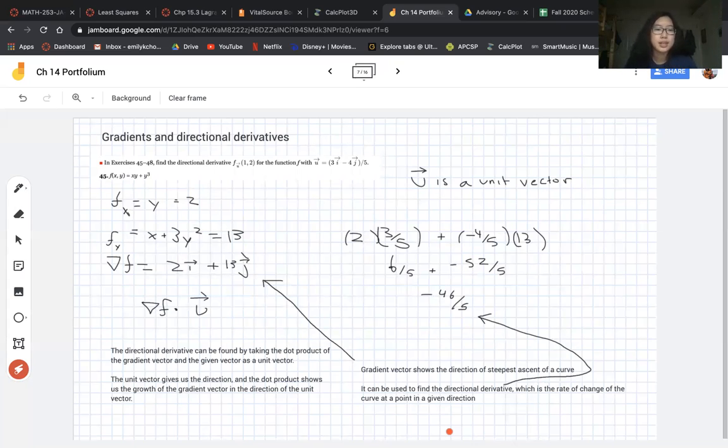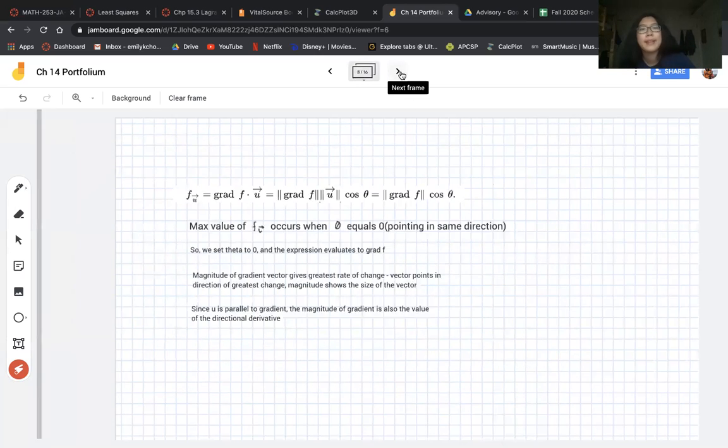And we do that by taking the dot product of the gradient vector and the given vector as a unit vector. So the unit vector is giving us the direction, and the dot product shows us the growth of the gradient vector in that direction.